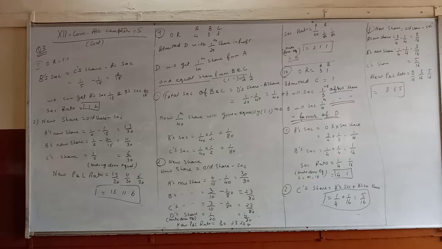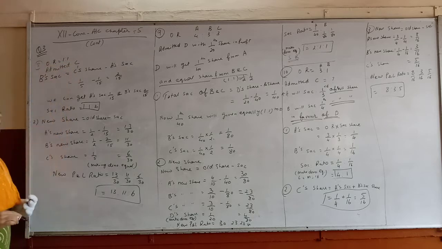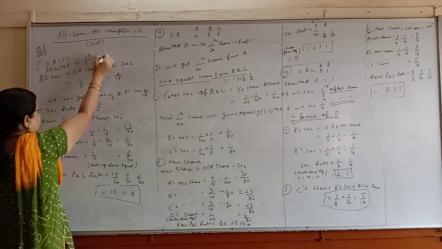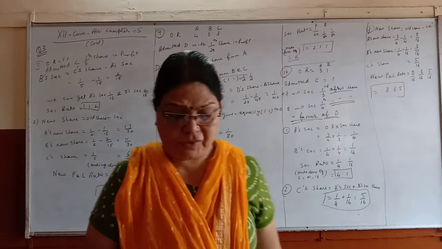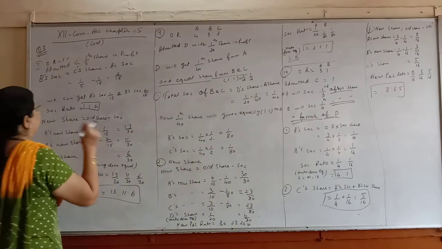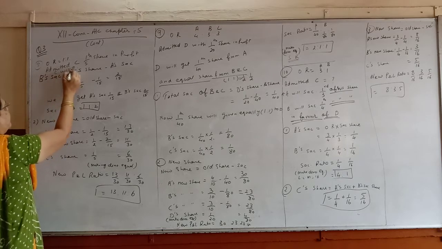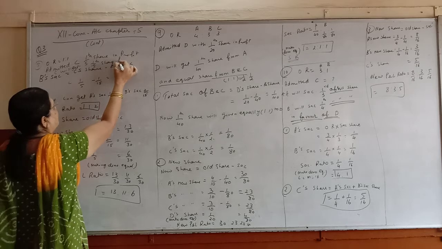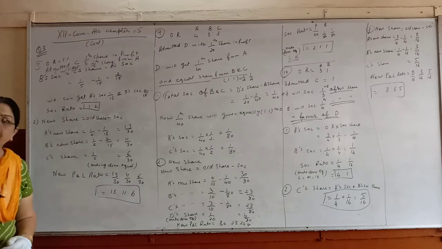Here in this question, C is admitted with 1/5 share in profit, and C will get 1/15 share from A, and the remaining from B.